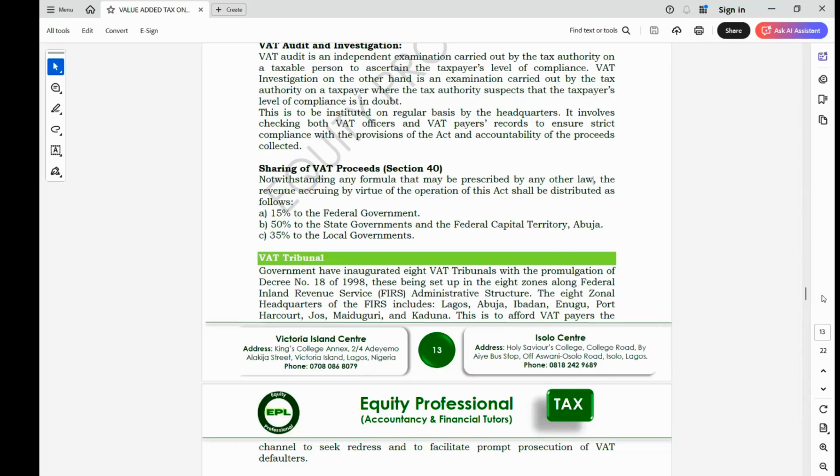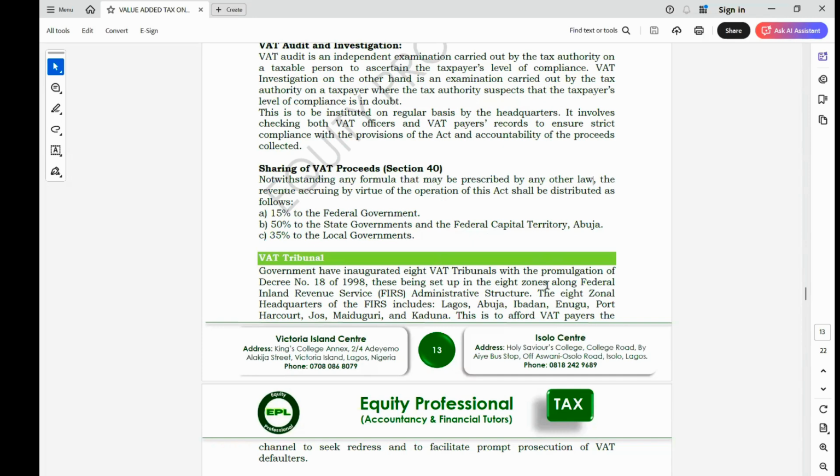The tribunal will look at disputes of value-added tax between the Federal Inland Revenue Service and the vatable person. They will deliberate on the dispute and come up with a decision. It's like a court whereby FIRS will be invited and the taxpayer will also be invited. The taxpayer has a right to be represented by a consultant.